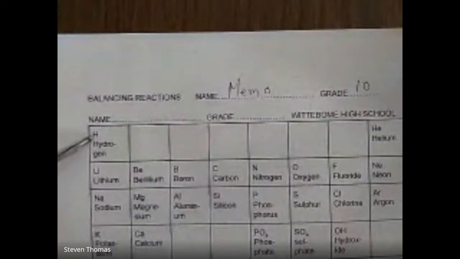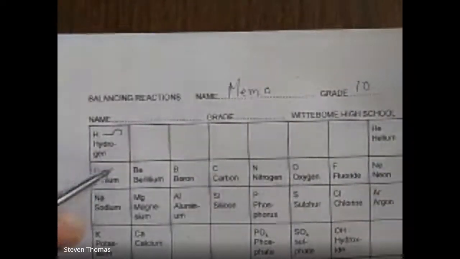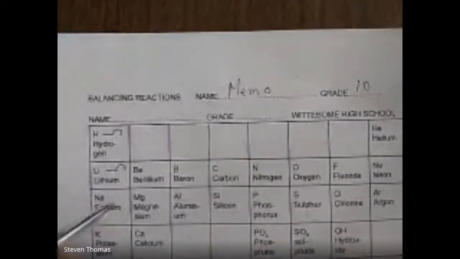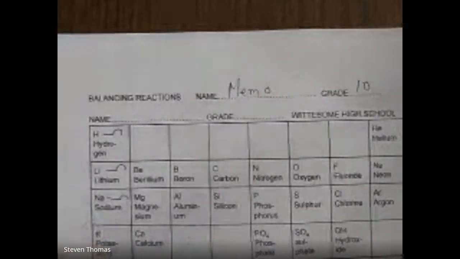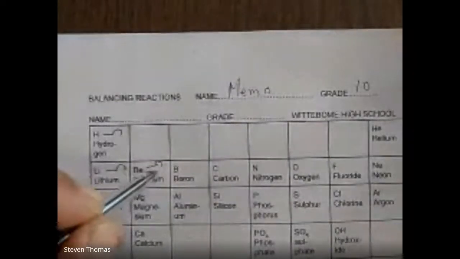Okay. And then you've got a periodic table here. Hydrogen. And then you're going to draw, it's going to have a valency or a hook of 1. Lithium, a valency or hook of 1. Sodium, a hook of 1. See what I'm doing? Now, beryllium's got 2 hooks, so you're going to draw 2 hooks.